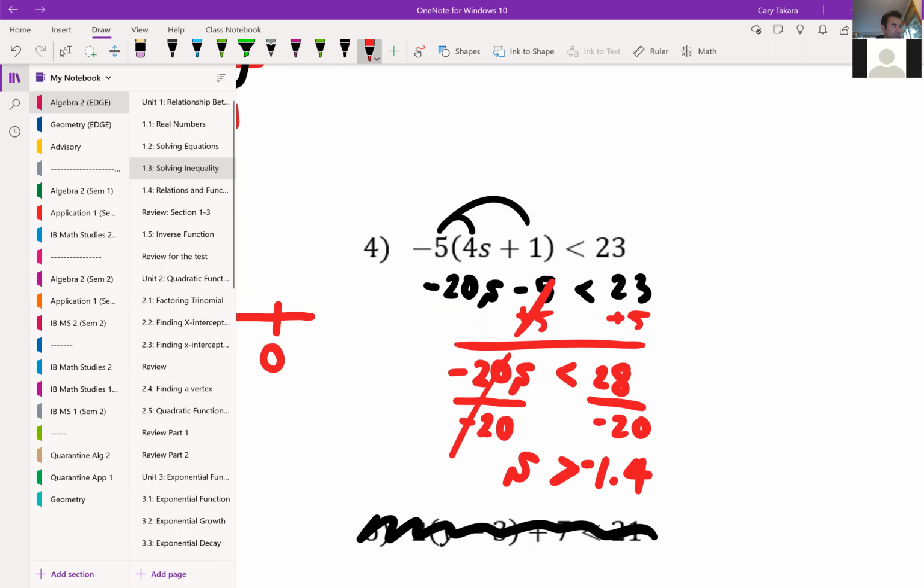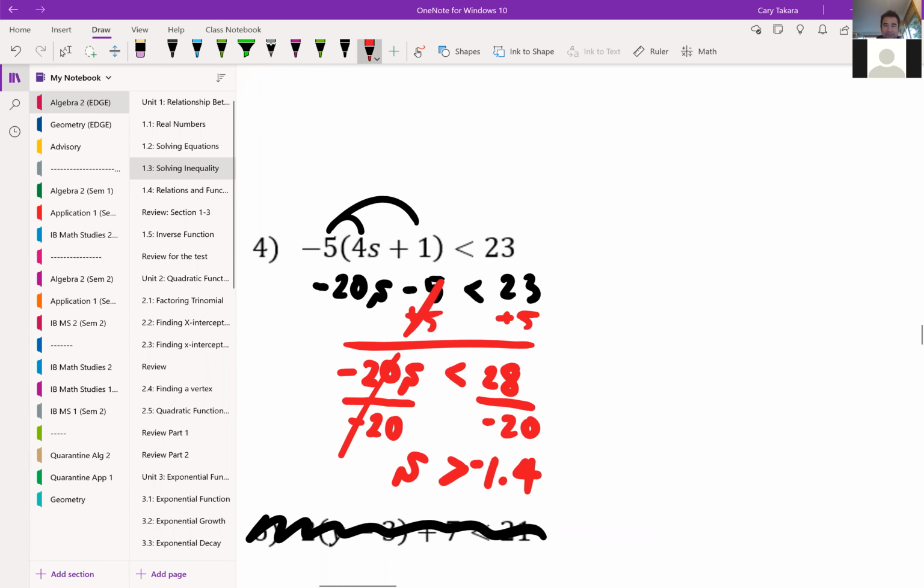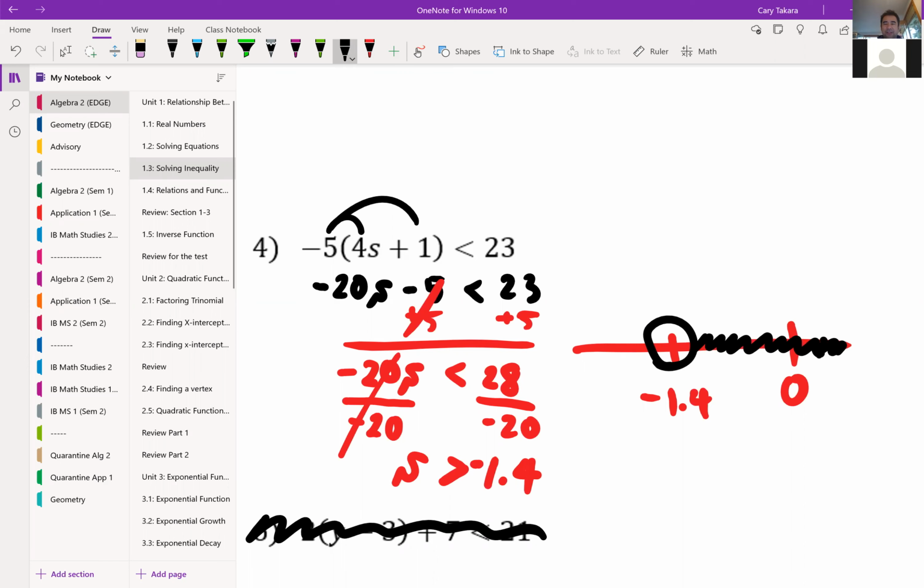Or 7/5. Very good. Now let's graph. 0. Let's just put negative 1.4. It's a negative number, so it's got to be left side of 0, right? And is it open circle or closed circle? It will be open circle. And then we are shading to the right. Very good.